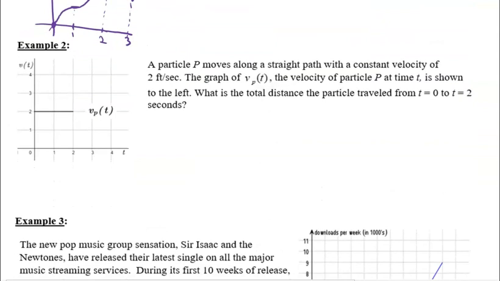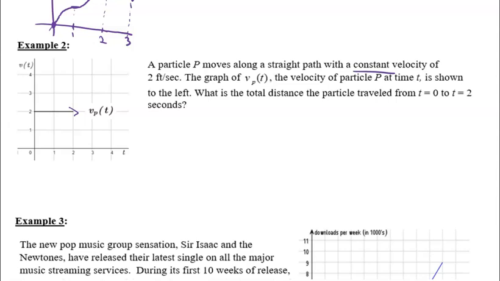Motion, as we know, is a very common application of calculus concepts like derivatives, rates of change, that kind of thing. So let's look at this one. We know that a particle P moves along a straight path with a constant velocity. Okay, so the velocity is a constant of 2 feet per second. So this is the graph of the velocity of that particle. Okay, and this is just going to go forever. And it's just like the line y equals 2 because, again, it is a constant 2 feet per second.